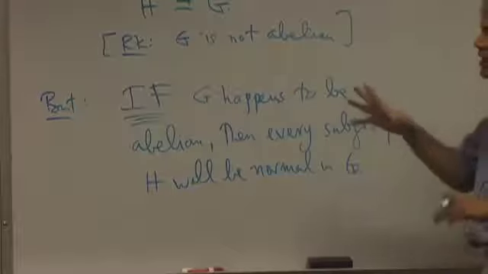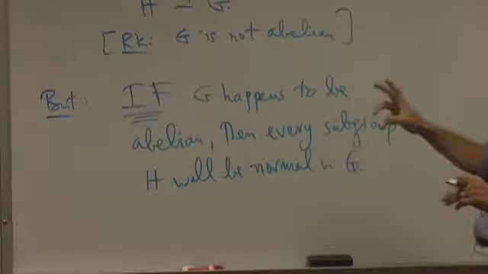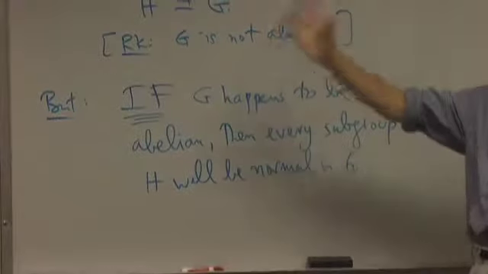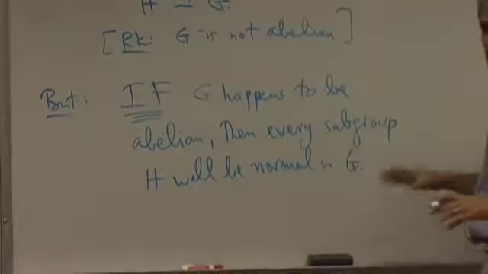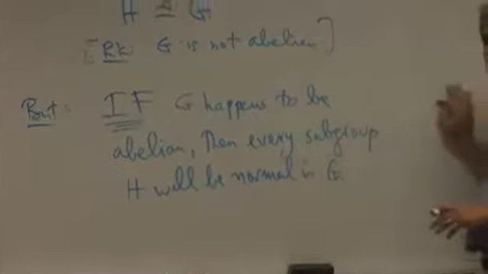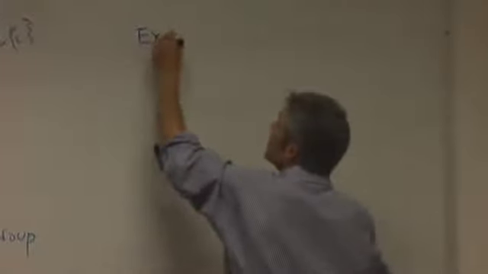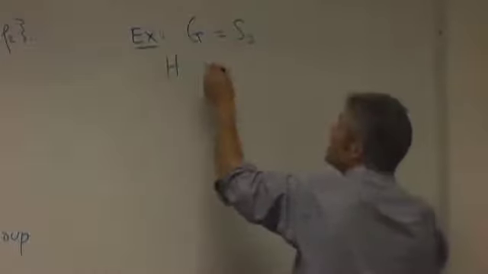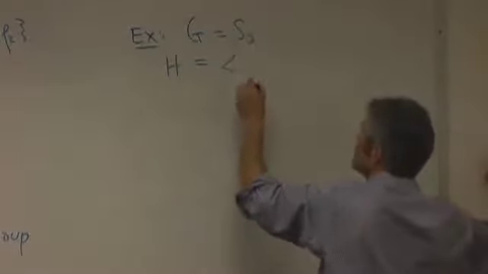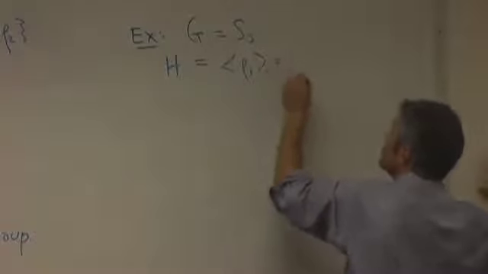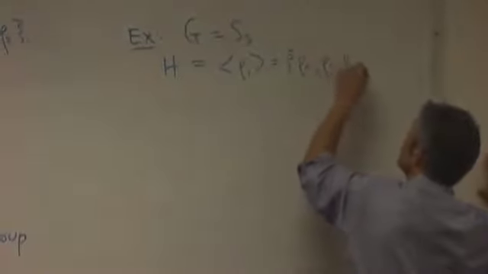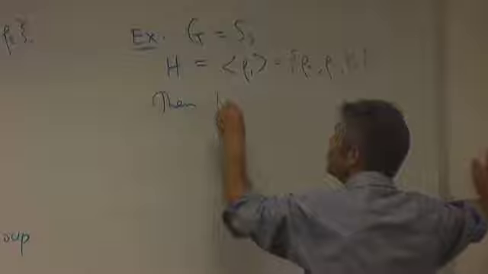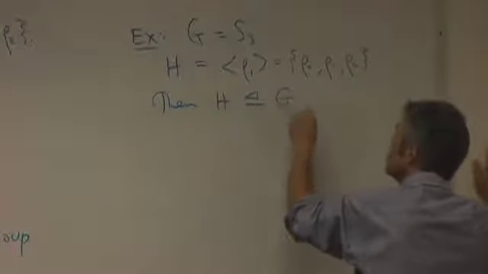What's going on with the question of a subgroup being normal inside a group is a significantly bigger question than simply is the group abelian. And here's the good example to keep in mind. Okay. In fact, let me give you another example just to hammer it home. Example, if G is S3 and H is the subgroup generated by row 1. So this is row 0, row 1, row 2. Then H is normal in G.